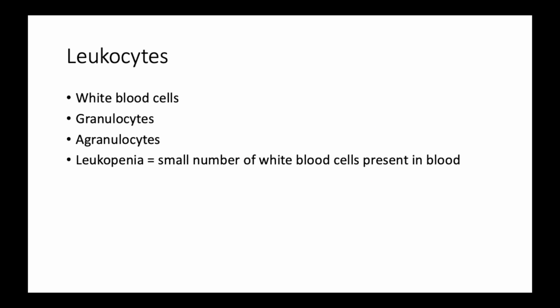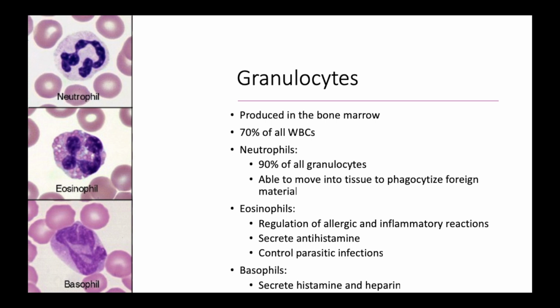Leukocytes are white blood cells, and within this category we have granulocytes and agranulocytes. Leukopenia is a small number of white blood cells present in blood. So that term leukopenia means that they are lacking in white blood cells. Granulocytes are produced in the bone marrow. 70% of all white blood cells are granulocytes.